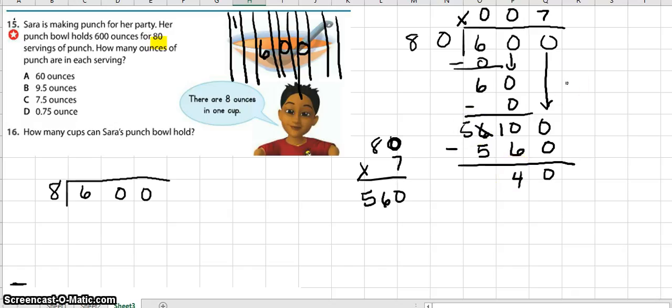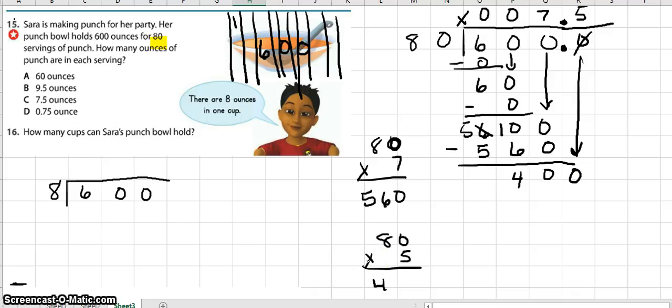So that's the remainder of 40. I'm going to put my decimal here, bring my decimal to the top, and put a placeholder 0, which will not change the value. What times 80 will get me to 400? Well, 5 times 80 will get me 400. And so I believe my answer is 7 and 5/10.